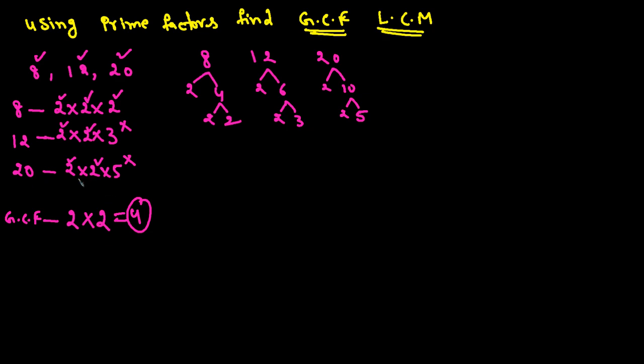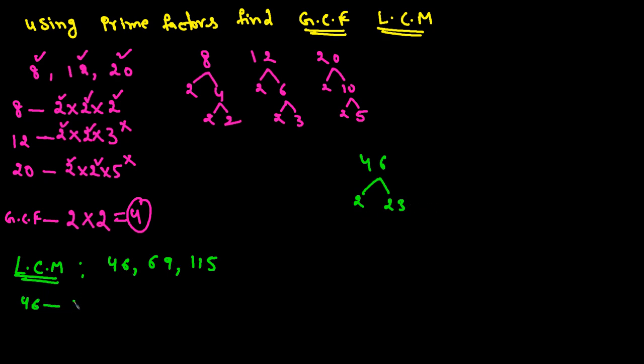Okay. Now let's find the LCM, least common multiple, using prime factors. For 46, 69 and 150. Let's write the prime factors of 46 first, which is just 2 and 23. 23 is a prime number. So the prime factors for 46 are going to be 2 times 23.